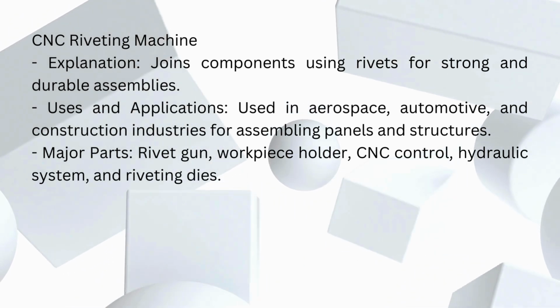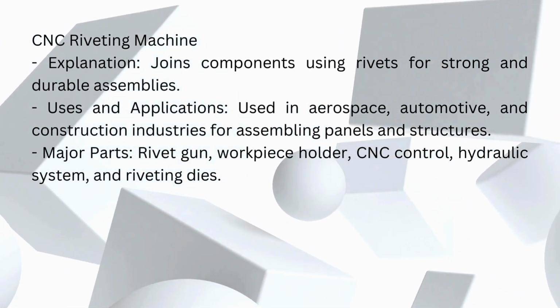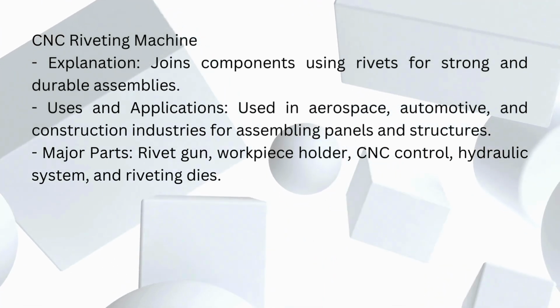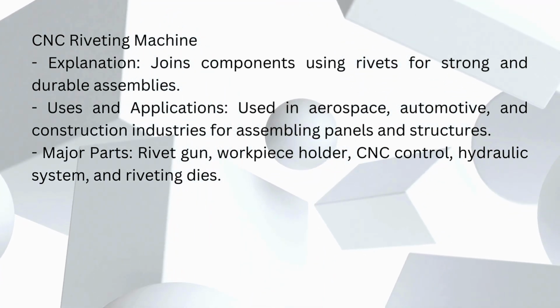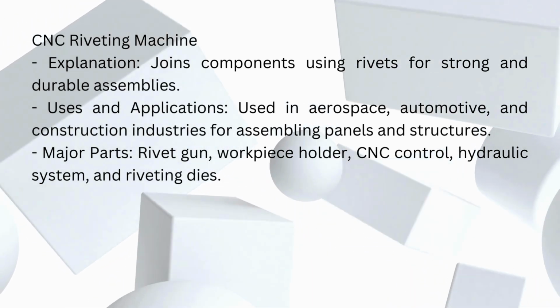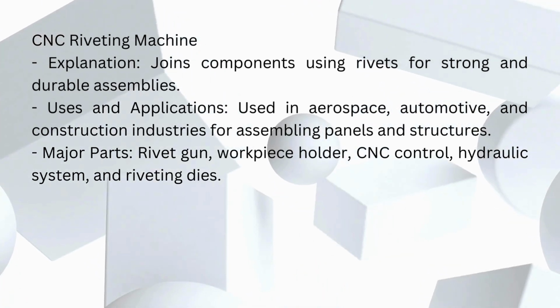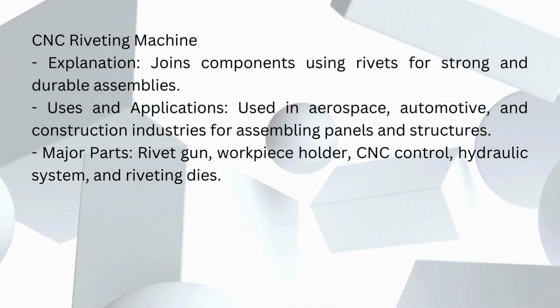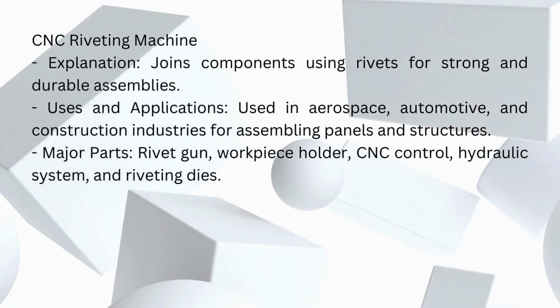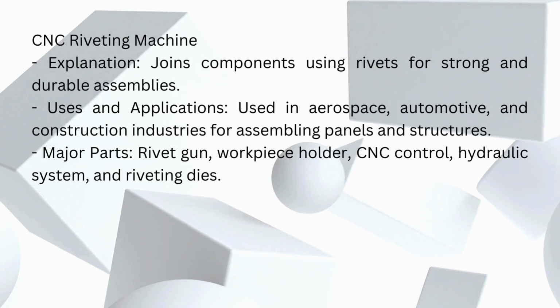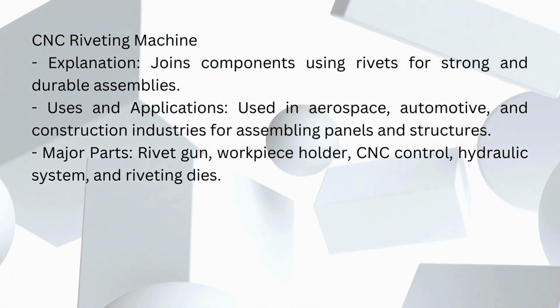CNC riveting machine. Explanation: joins components using rivets for strong and durable assemblies. Uses and applications: used in aerospace, automotive, and construction industries for assembling panels and structures. Major parts: rivet gun, workpiece holder, CNC control, hydraulic system, and riveting dies.